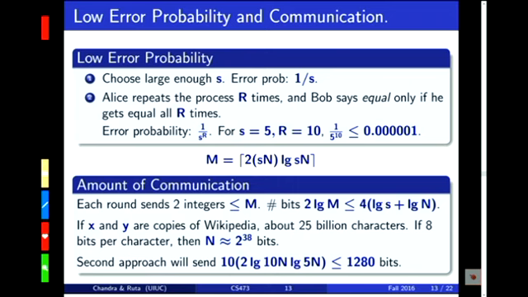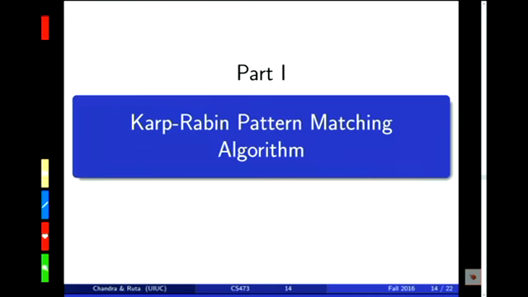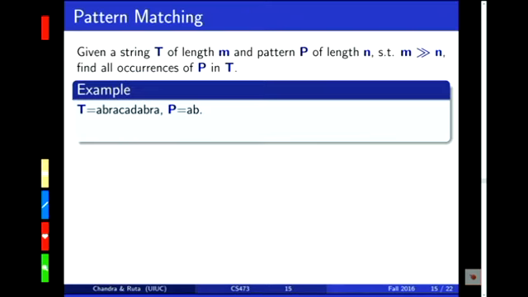Okay. Now let's come to our main question, the algorithm for pattern matching. Here, let me repeat what the question was. We had a long string T of length m, and we have a small pattern P of length n. And we want to check all the occurrences of P in T. We want to compute those. At what positions does P occur in T?